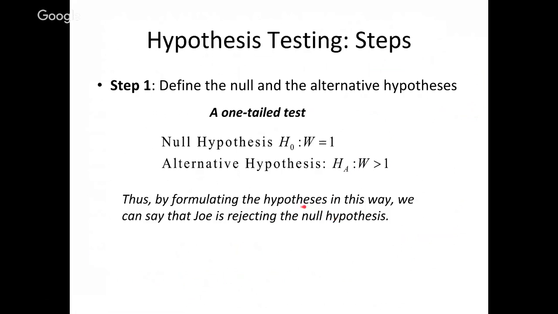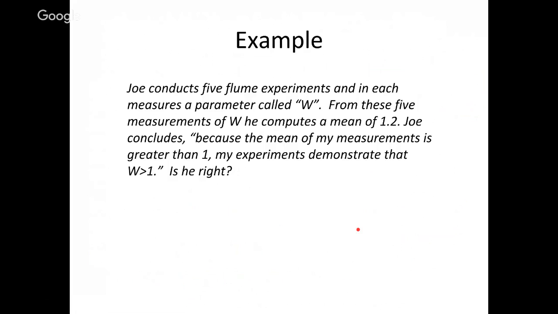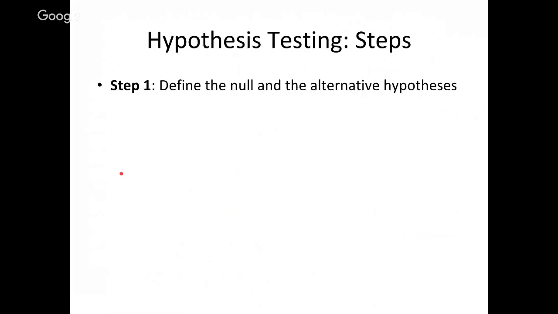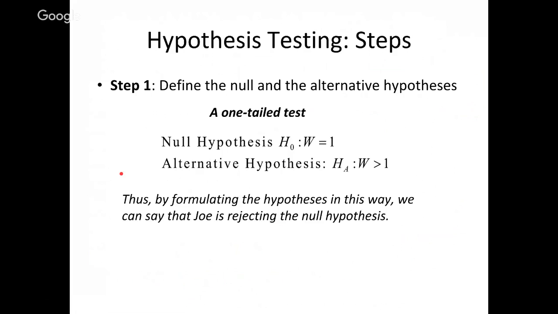By formulating the hypotheses in this way, we can say that in his statement, Joe is essentially rejecting the null hypothesis. If you go back to his statement, he's saying that because the mean of his values is 1.2 and that's greater than 1, therefore his experiments demonstrate that W is greater than 1. And so that would be essentially rejecting the null hypothesis and accepting the alternative hypothesis.